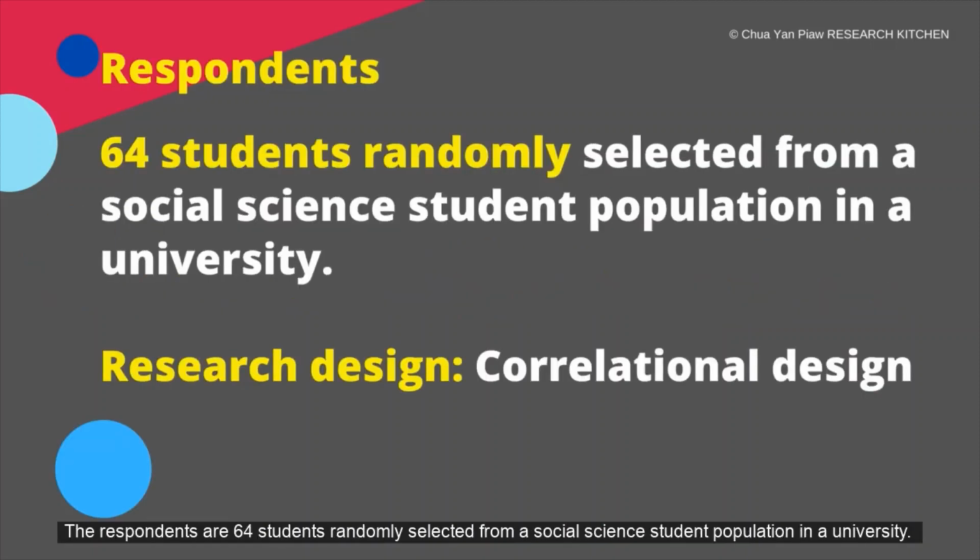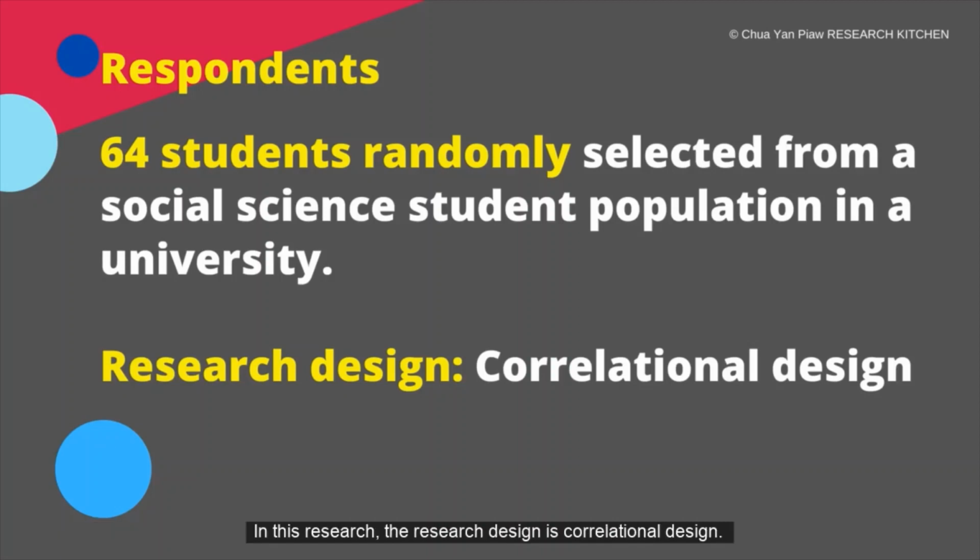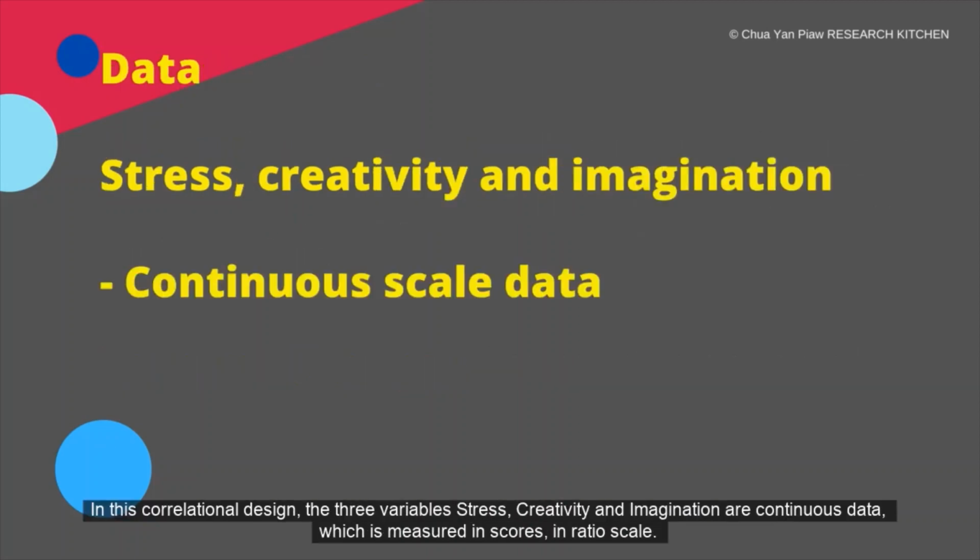The respondents are 6 people, students randomly selected from a social science student population in a university. In this research, the research design is correlational design. In this correlational design, the three variables stress, creativity, and imagination are continuous data, which is measured in score, in ratio scale.